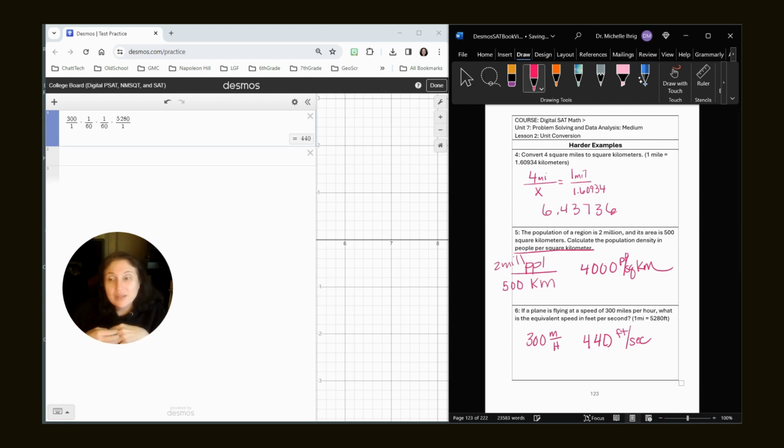I like doing it in Desmos instead of writing out the conversion on paper, just because it's easier for me to cross out the labels and just get the solution. You're going to have to type it into Desmos anyway, because who can do 300 times 5,280 divided by 3,600 in your head, right? So you're going to use Desmos anyway, just type the labels in and then cancel as you go.